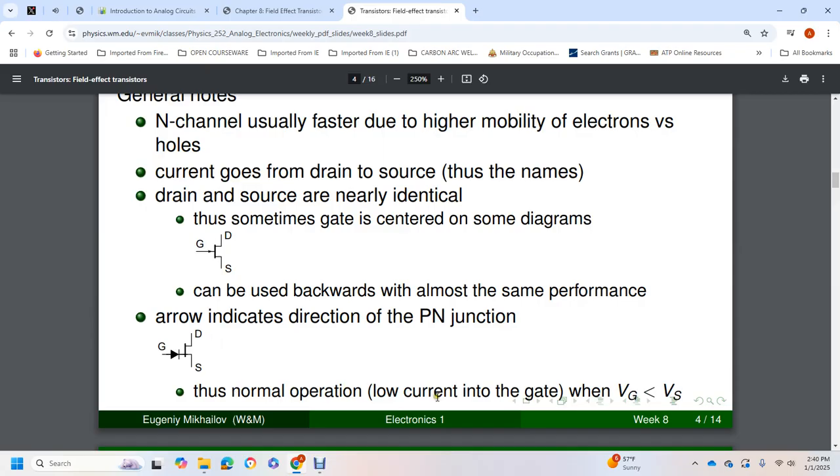In normal operation there is low current owing to the gate. The gate-source voltage is greater than the source voltage.